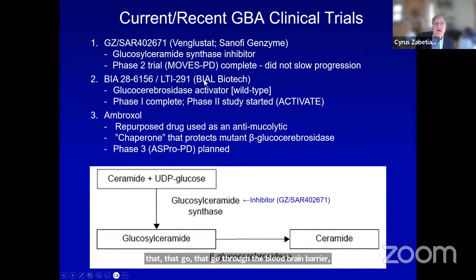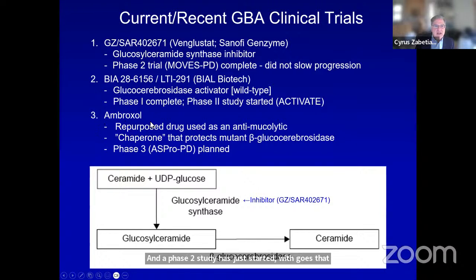This is another compound that was developed by Lysosomal Therapeutics, and now biotech has taken over. A phase 1 study was completed. This is a glucocerebrosidase activator, so it actually activates the normal copy on the other chromosome. So it's something that would work for people who are heterozygous but not homozygous. And a phase 2 study has just started that goes by the acronym ACTIVATE.